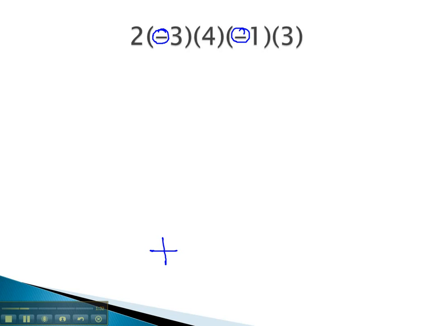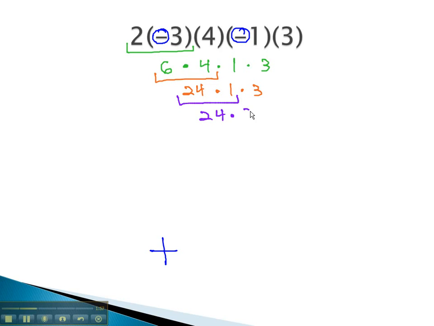So let's try multiplying together left to right to see what we get. 2 times 3 is 6, and I'm just focusing on the numbers now. We know the answer is positive, so we don't have to worry about the positive or negative. So I'm going to do 6 times 4 times 1 times 3. 6 times 4 is 24 times 1 times 3. 24 times 1 is 24 times 3.